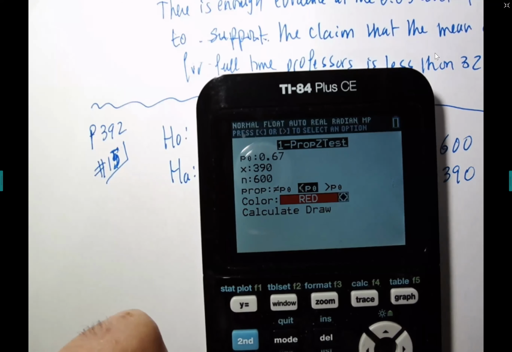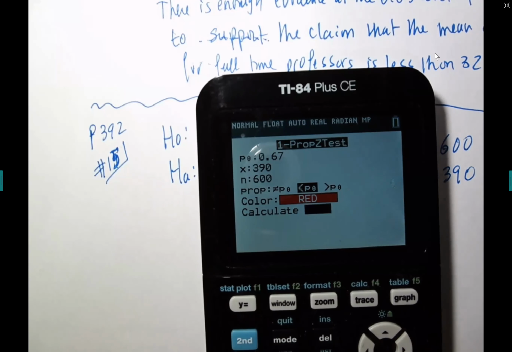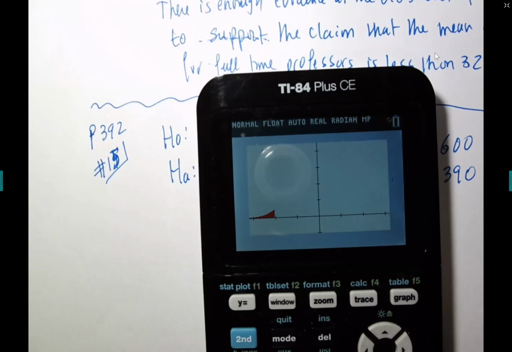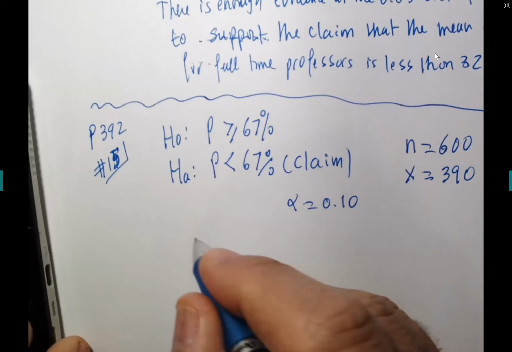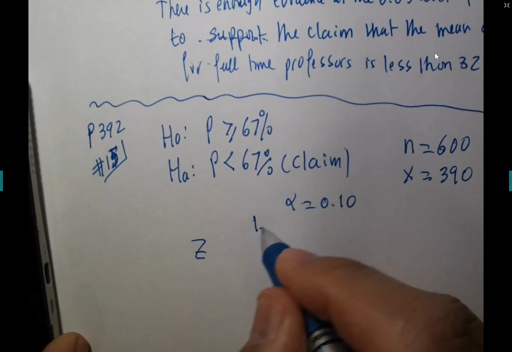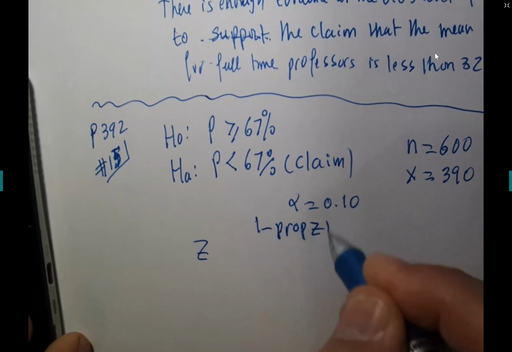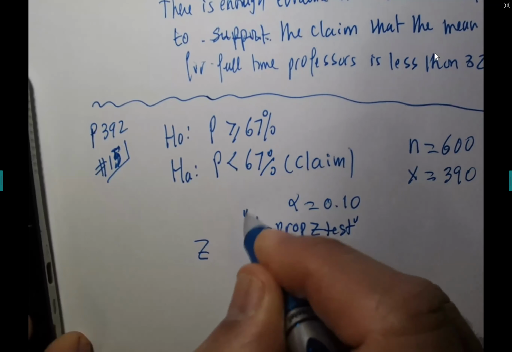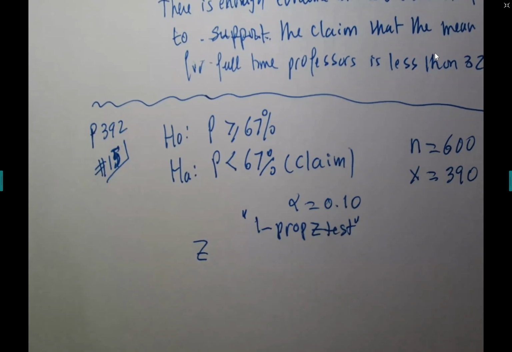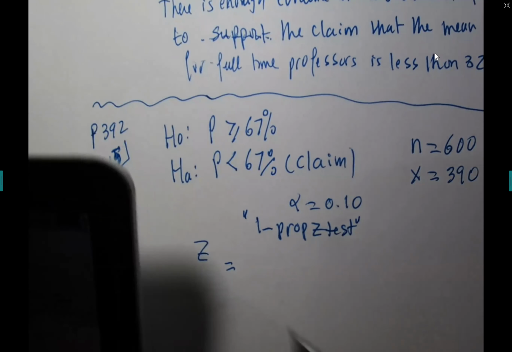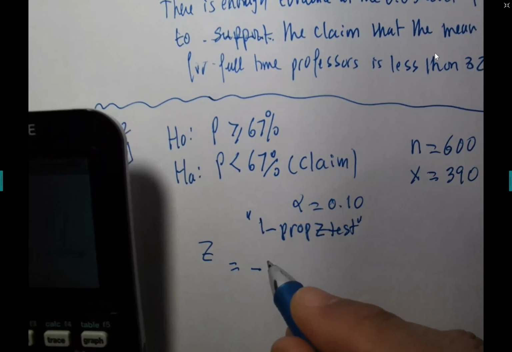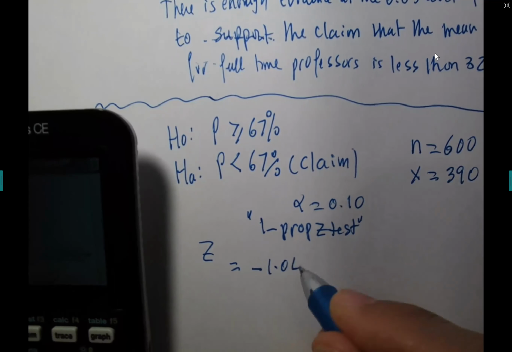And bingo. Draw. The p-value is the same idea of the p-value right here. Ooh, big p-value, guys. Too much shading. So Z is negative 1.0504. Hold on, question. Go ahead. I get a domain error. I'll fix that right after we're done. You shouldn't, but I'll fix it. Just don't sign out once we're done. I'll show you how to fix this one.